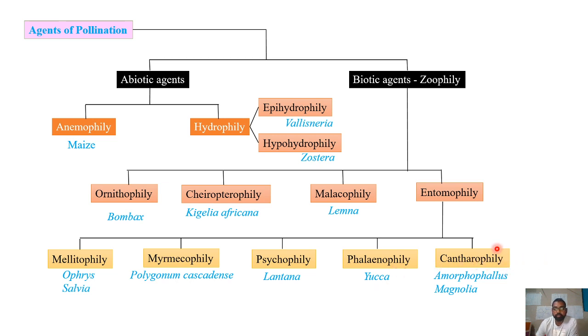In cantharophily, beetles are the pollinating agents. This you can see in Amorphophallus and Magnolia. So some important types of pollinating agents we'll discuss in detail.